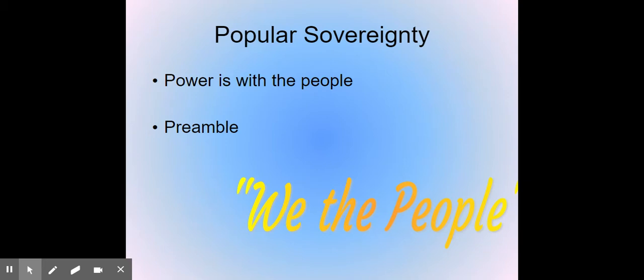Now we're forming a government, but where does that government get its power? It gets its power from us, which, like I said, goes back to this idea of a social contract. We give up some of our power to form a government, and we expect the government to protect us in return. And that's what we're stating here in the preamble. We, the people, are forming this government. And we expect it to do these things.